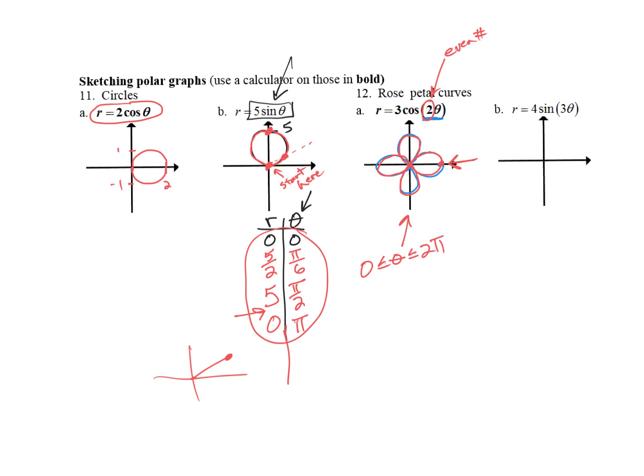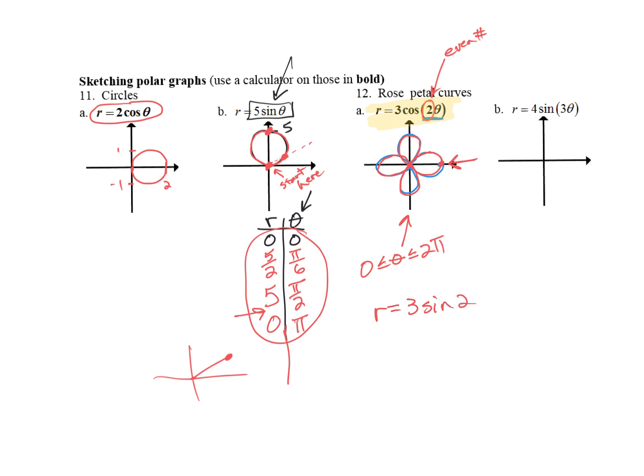Okay, the next one, try this one. Actually, before we move off of this one, let's do this same thing here, but let's change it to a sine and see what it does. You don't have to write this down or anything, I just want you to get used to playing with these. R equals 3 sine of 2 theta.